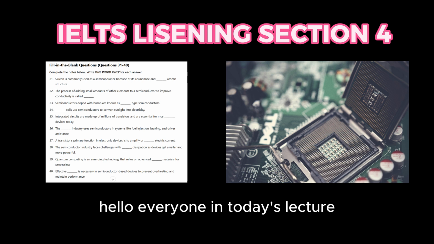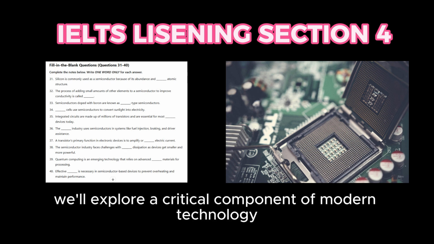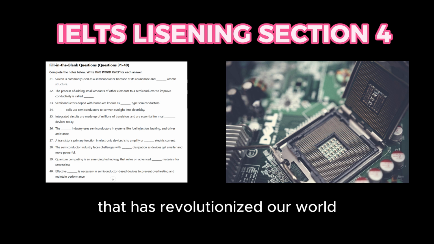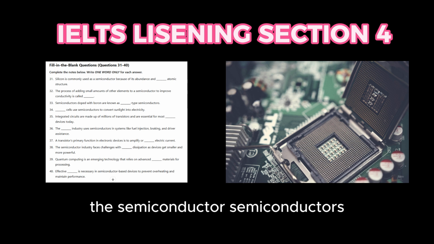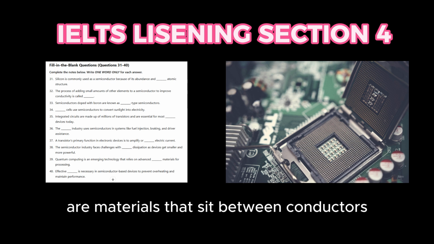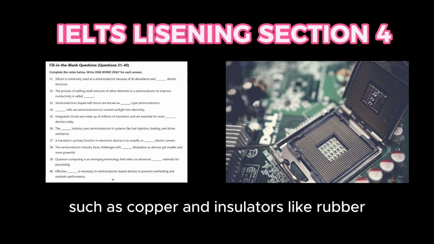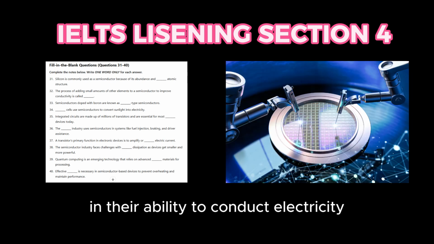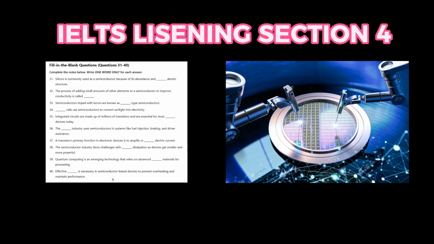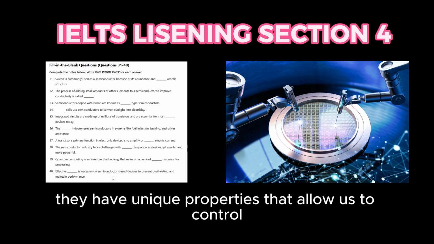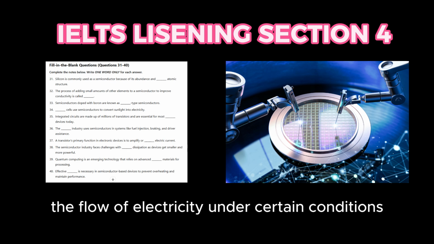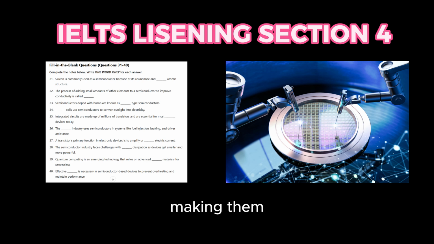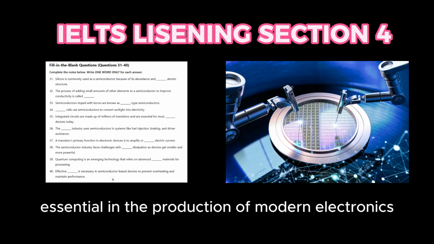Hello everyone. In today's lecture, we'll explore a critical component of modern technology that has revolutionized our world, the semiconductor. Semiconductors are materials that sit between conductors, such as copper, and insulators, like rubber, in their ability to conduct electricity. They have unique properties that allow us to control the flow of electricity under certain conditions, making them essential in the production of modern electronics.